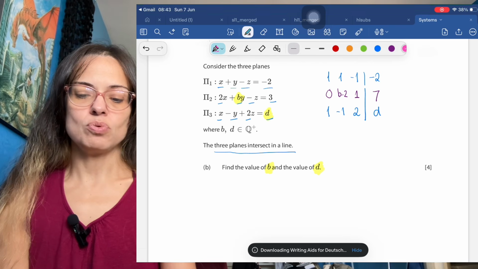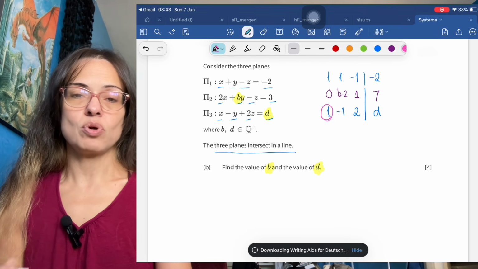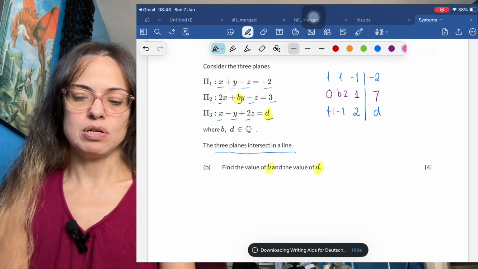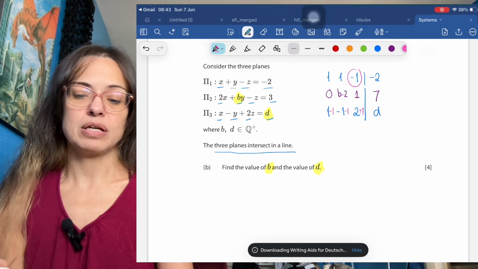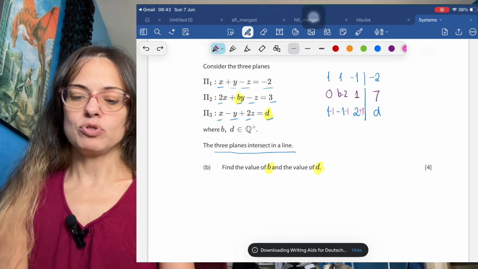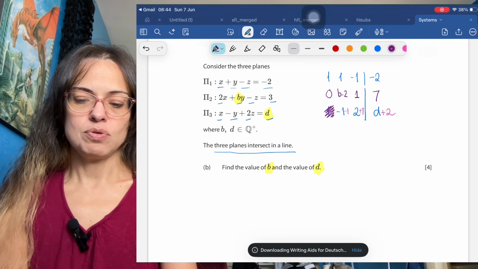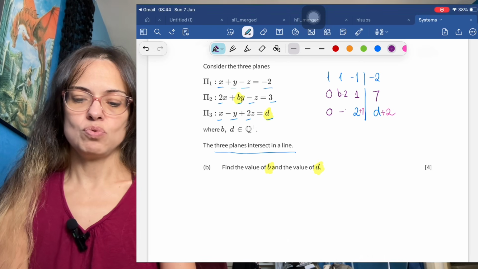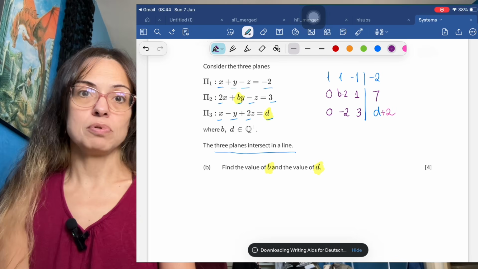And now we have to do the second 0 here. This is a 1, so I'm just going to subtract the first line from the third line. It's going to have a minus 1 here, minus 1. Here is a plus 1 because it's minus this minus 1. And here I'm going to have d plus 2. So 1 minus 1 is 0 as intended. Minus 1 minus 1 is minus 2. 2 plus 1 is 3. And d plus 2 is just d plus 2.